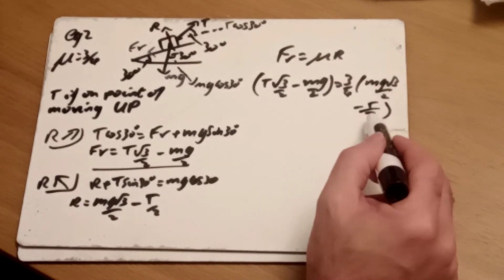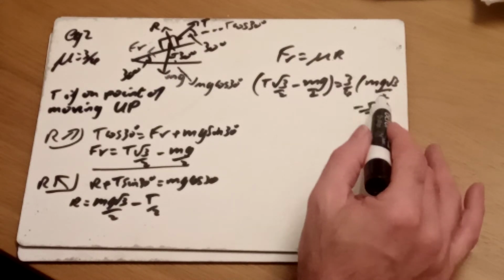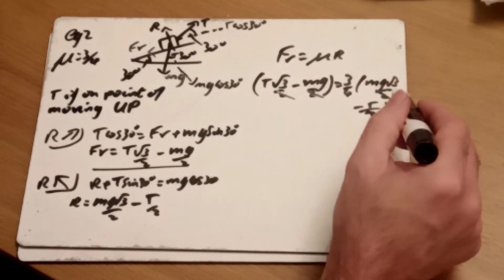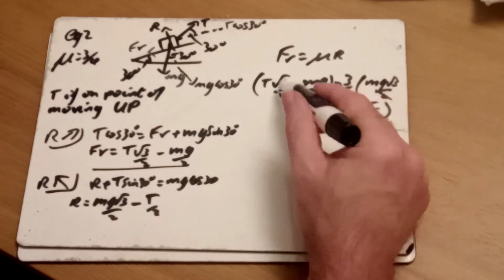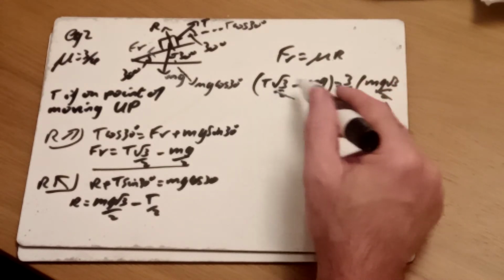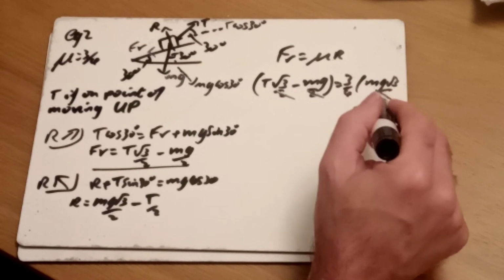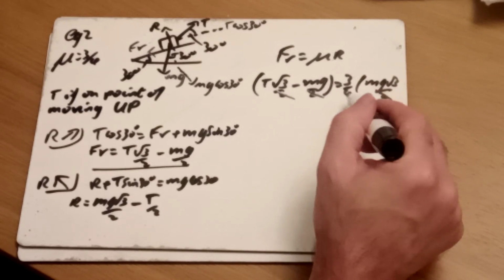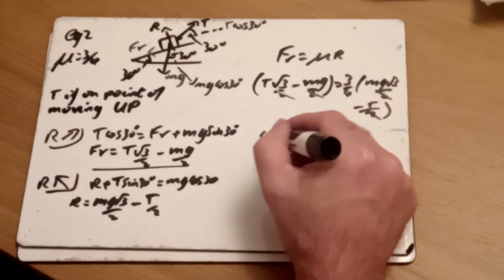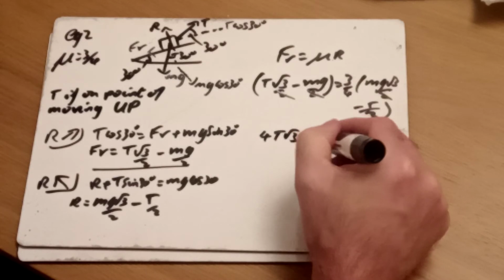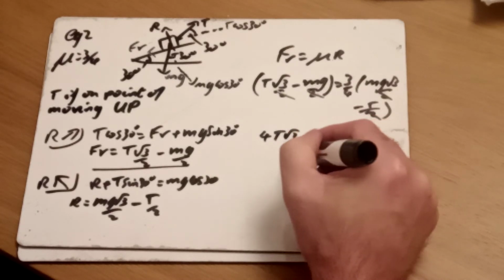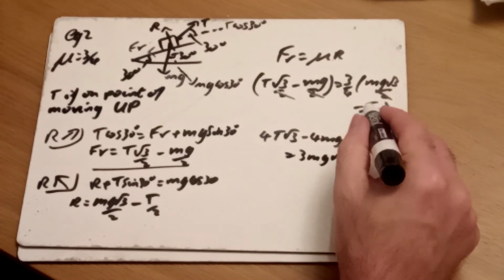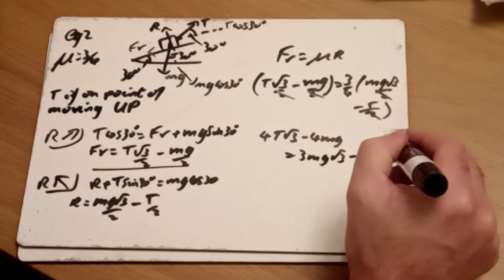I've got four terms with over 2 in. That 3/4 is going to multiply and change it, but I can cancel everything by 2. Do a little bit of cross multiplying to help me out. It's going to be awkward, but what I'm going to end up doing is getting everything with T on one side, everything with mg on the other side. It's nicer if I do 4T root 3 minus 4mg, and it will equal 3mg root 3 minus 3T.